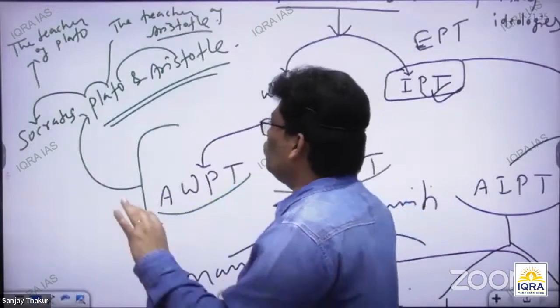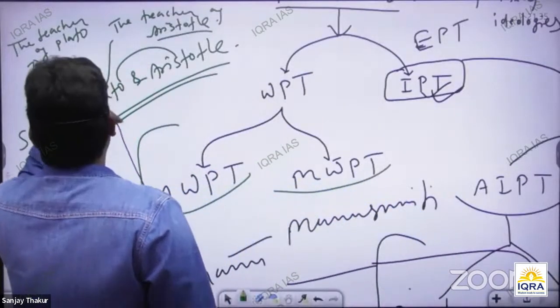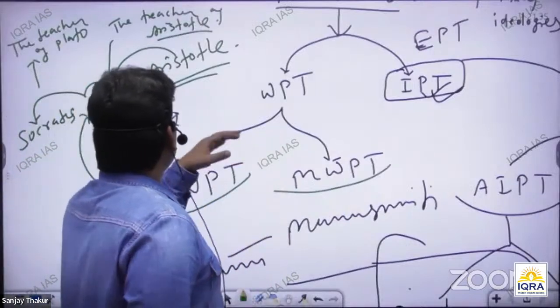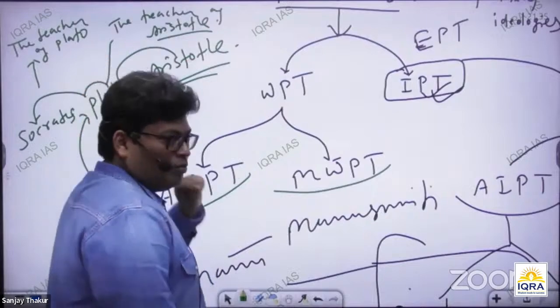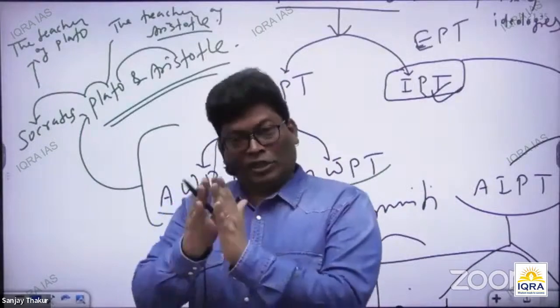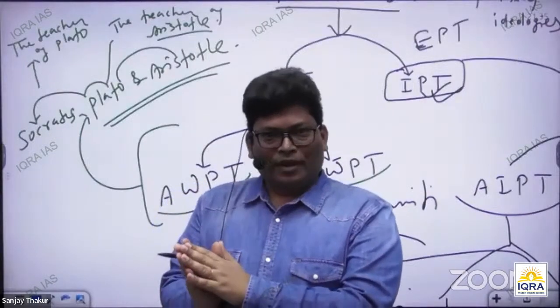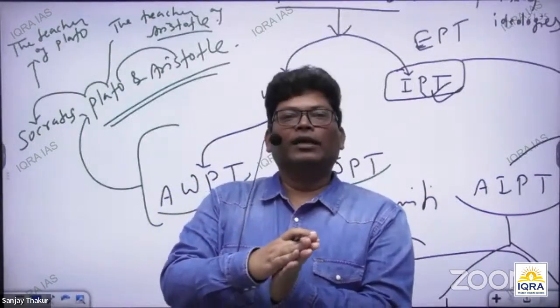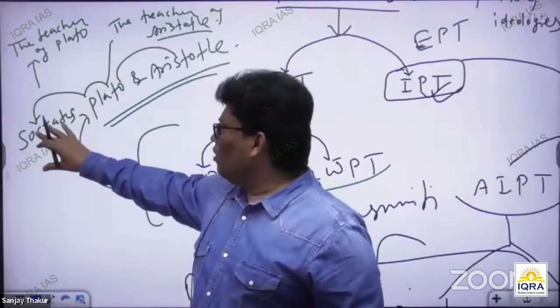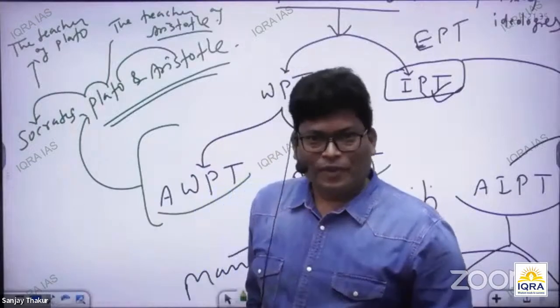Okay, but nowhere will you find Plato criticizing Socrates. But on many occasions, you will clearly find Aristotle criticizing Plato. So Aristotle is the greatest disciple, greatest pupil, as well as the greatest critic of Plato. Plato is the greatest disciple of Socrates.